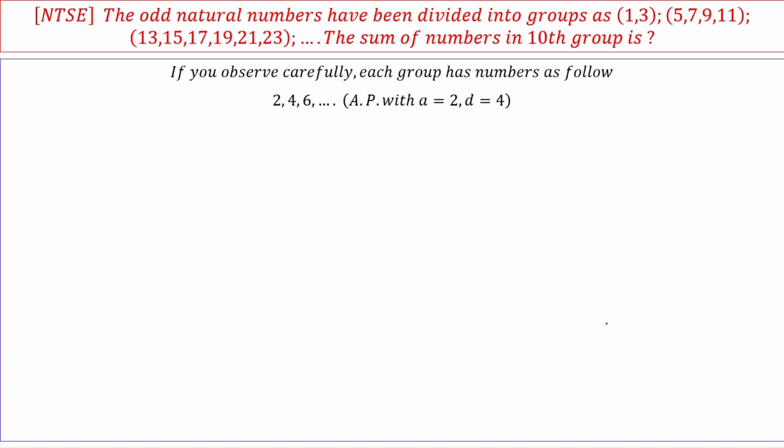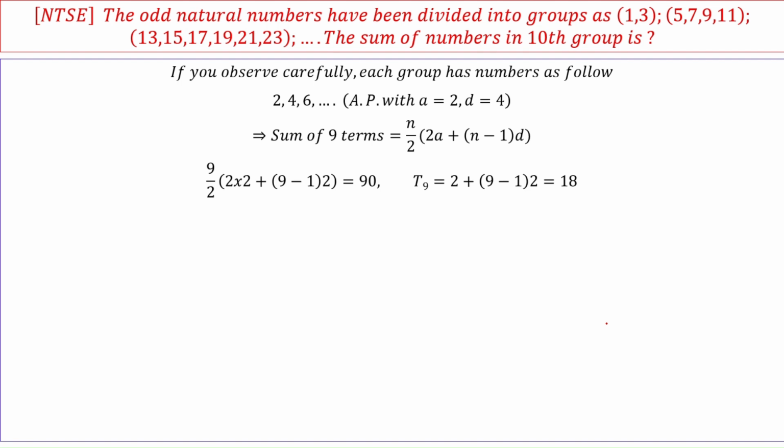The group sizes are 2, 4, 6 and so on. This is in AP. So for the 10th group, we consider the sum of the first 9 groups, basically how many terms are there in the first 9 groups. The sum of 9 terms is n by 2 into 2a plus n minus 1 into d. If I apply a equal to 2 and d equal to 2, what I will get is 9 by 2 into 4 plus 8 into 2, that is 90.